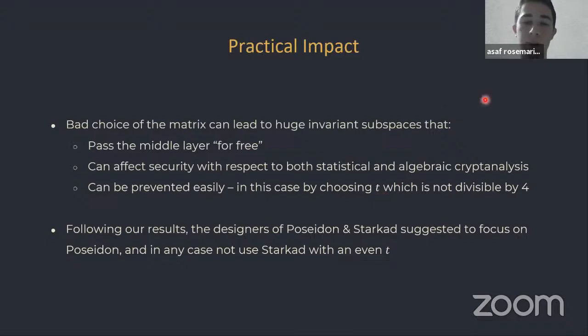The practical impact is that by choosing the middle layer, the matrix layer, carefully, we can dramatically boost the security against differential-linear attacks. And when not choosing it carefully, it can be used to mount even algebraic attacks on the ciphers, as we saw happened in StarCAD. And most importantly, it is very easy to avoid the invariant subspace, in this case, by simply choosing any T which is not divisible by 4.